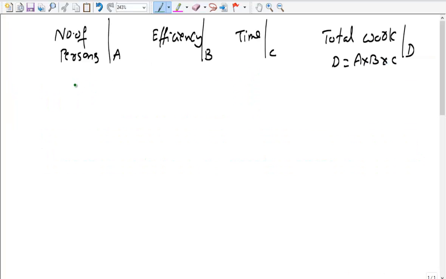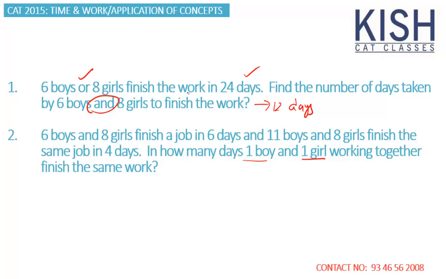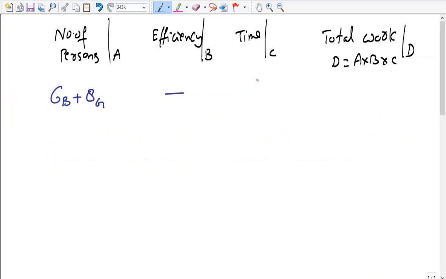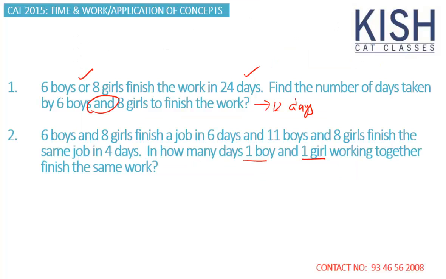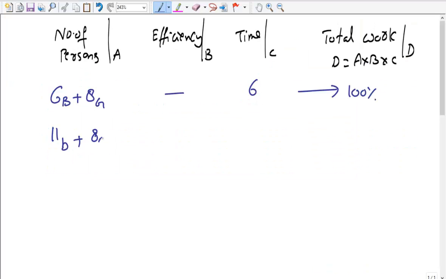6 boys plus 8 girls. You have no idea about the capacity or efficiency, so they take exactly 6 days to finish the work. That is, they finish 100% of the work. Now in the second group, we've got 11 boys and the same number of girls, that is 8 girls. They finish the work in 4 days. That is, they finish 100% of the work.